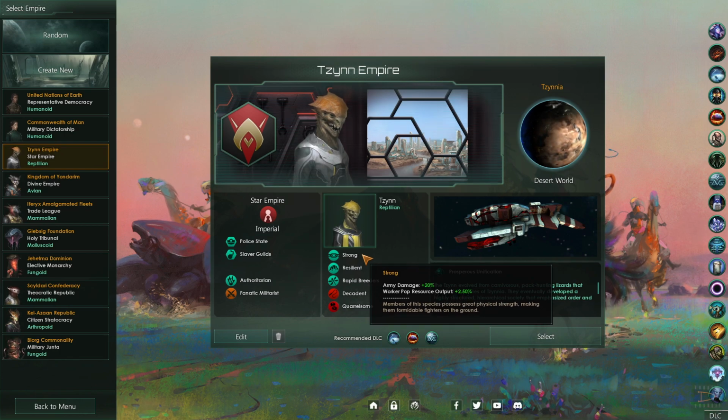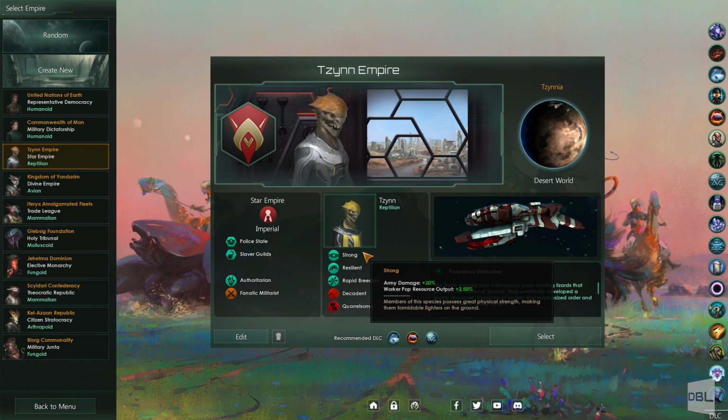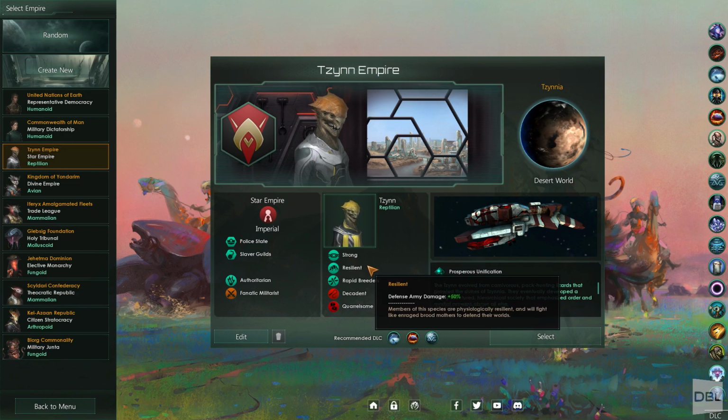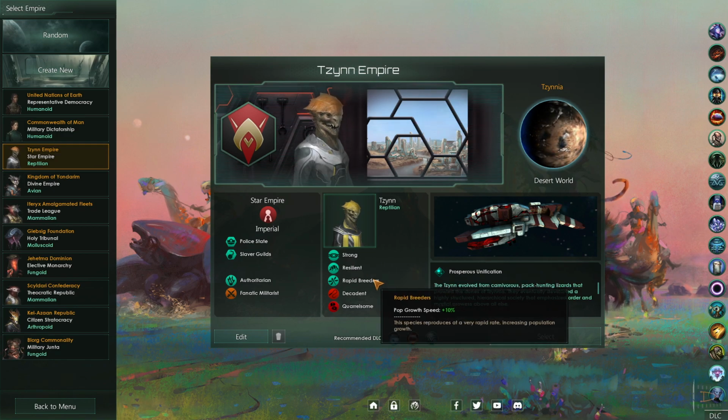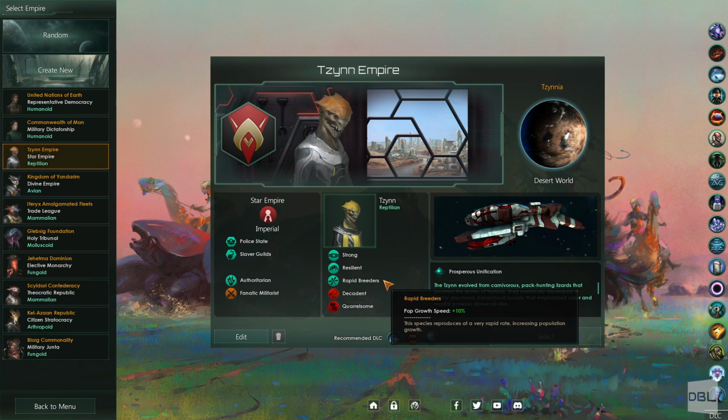Worker pop resource output plus 2.50%. Members of this species possess great physical strength, making them formidable fighters on the ground. Resilient. Defense army damage plus 50%. Members of this species are physiologically resilient and will fight like enraged brood mothers to defend their worlds. Rapid breeders. All right. Population growth speed plus 10%. That's not that fast.